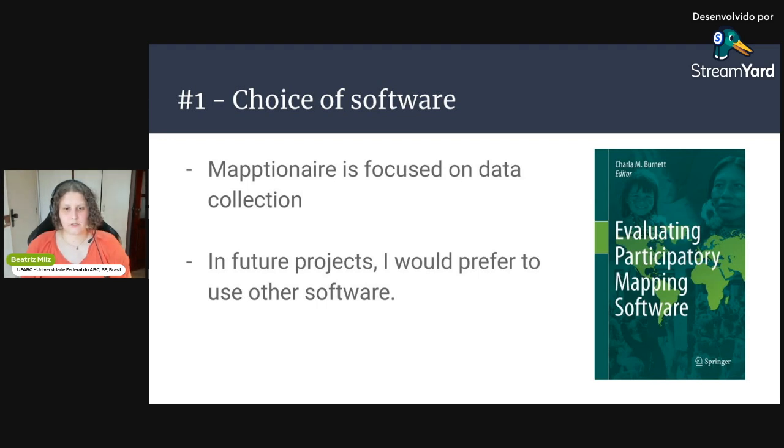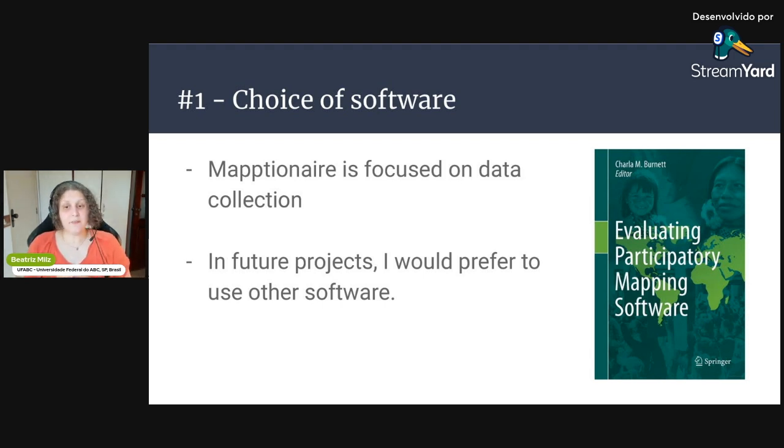So Maptionnaire is focused on data collection and not on data cleaning and data analysis. And it's important to think about that before you collect the data. Otherwise, you could have data that has wrong coordinates and things like that. And in future projects, I would prefer to research more and use other software.